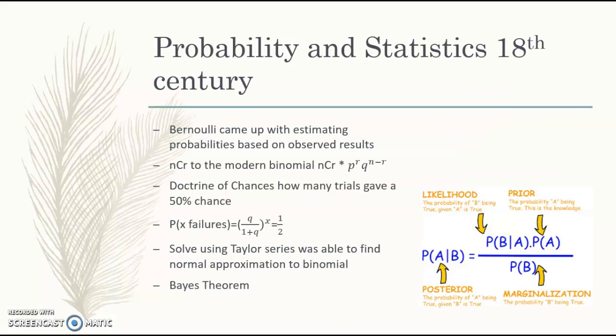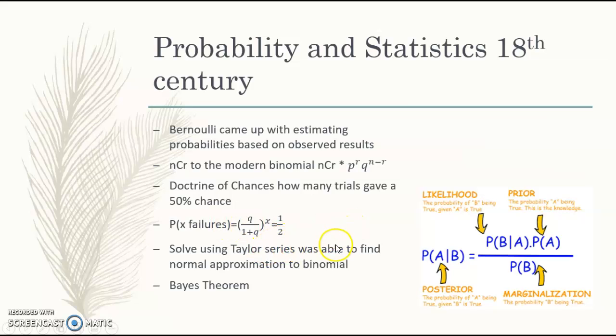Okay, moving on to probability and statistics of the 18th century. In the past, Pascal assumed that each player is equally likely to win, but this is not always the case, which led to Bernoulli, who came up with estimating probabilities based on observed results. Okay, we have here the modern combinatorial n choose r times p to the r times q to the n minus r. We also have the doctrine of chances, which is how many trials give a 50% chance. And this really only works if we have several failures per success. We see here a formula for it.